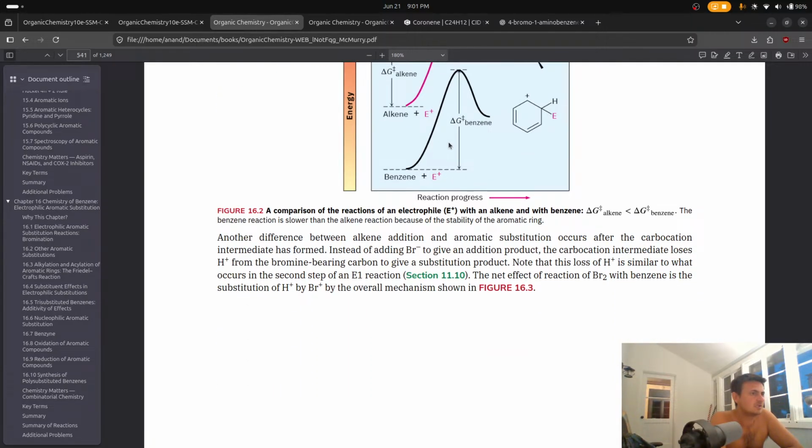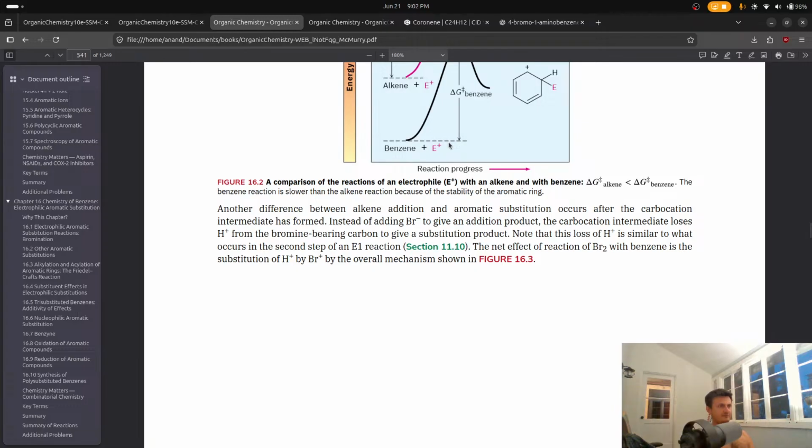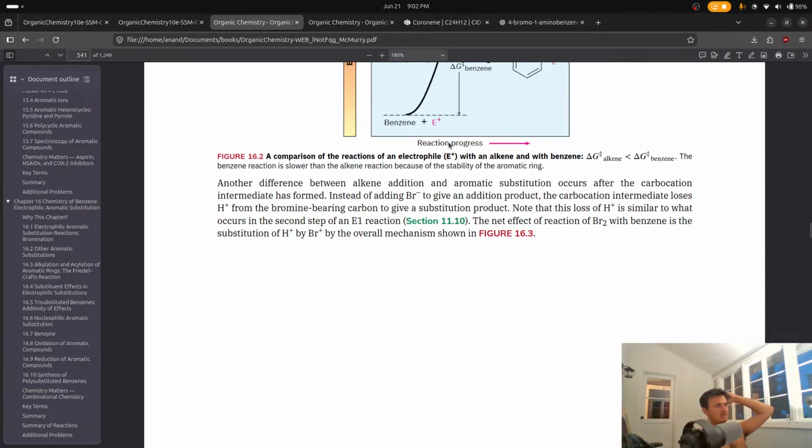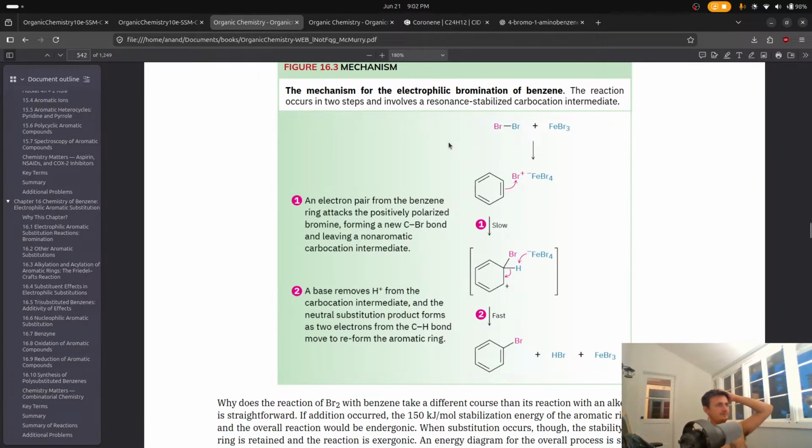Note that this loss of H plus is similar to what occurs in the second step of an E1 reaction. The net effect of reaction of Br2 with benzene is the substitution of H plus by Br plus by the overall mechanism shown here. Okay.